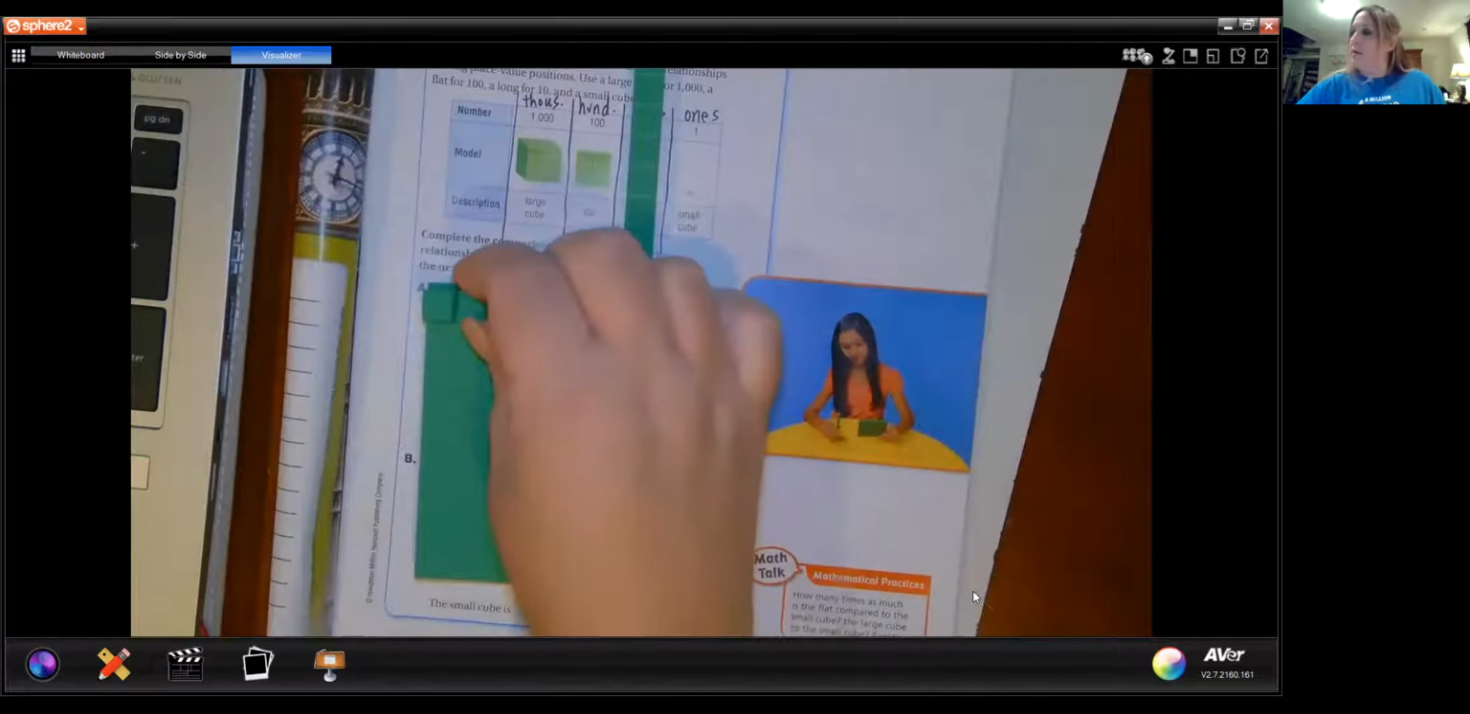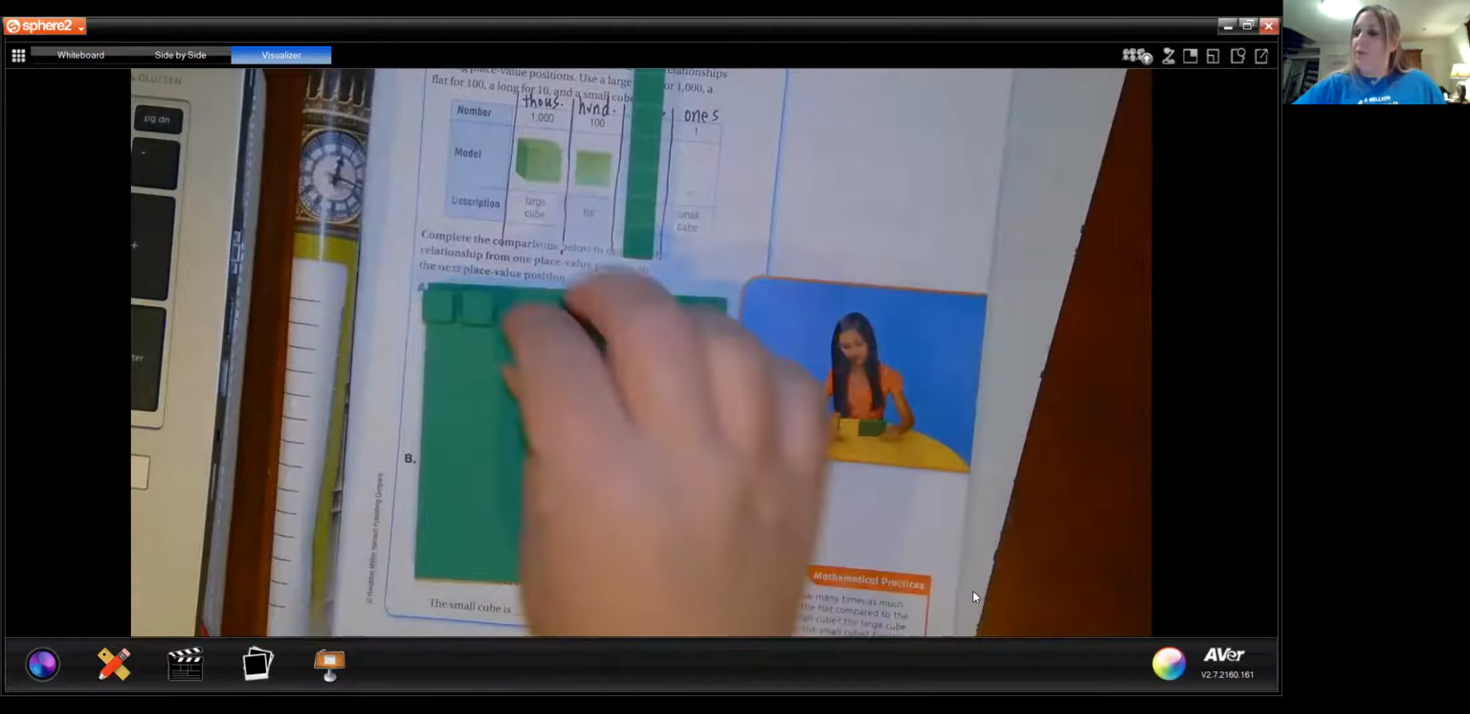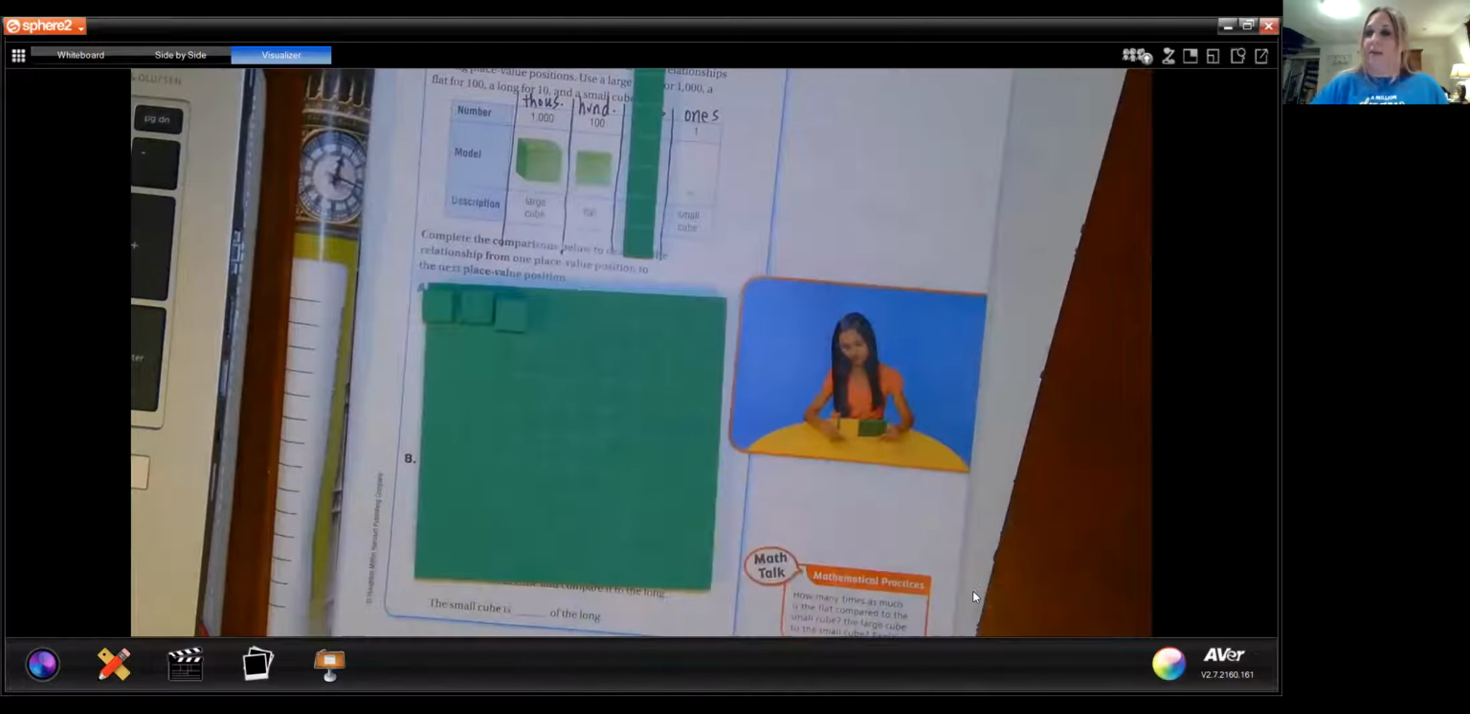1, 2, 3, fast forward, 99, 100. So 100 cubes are in one flat.